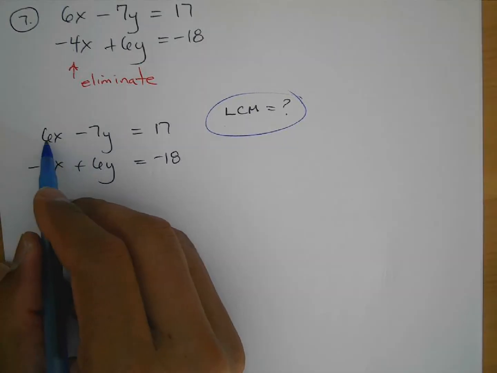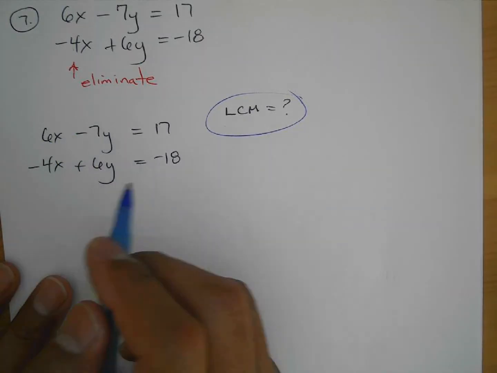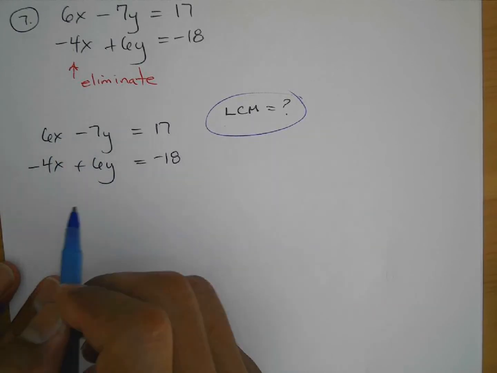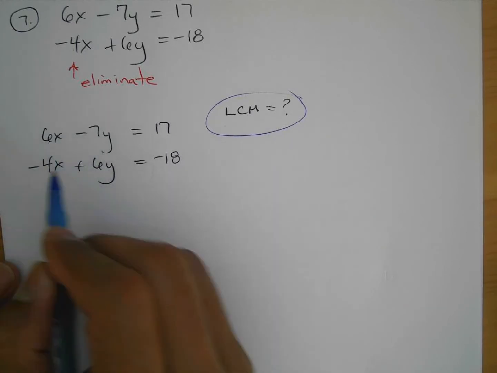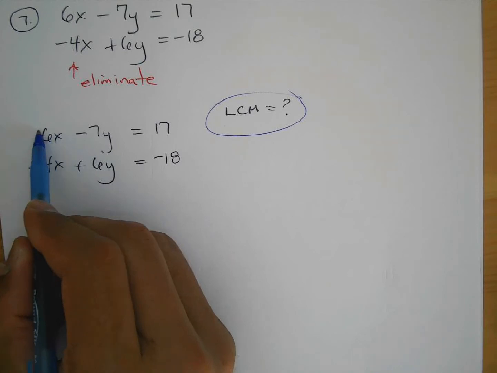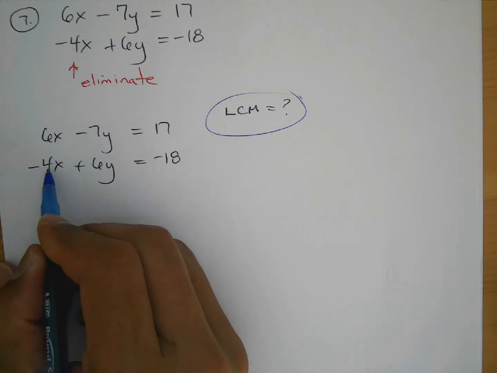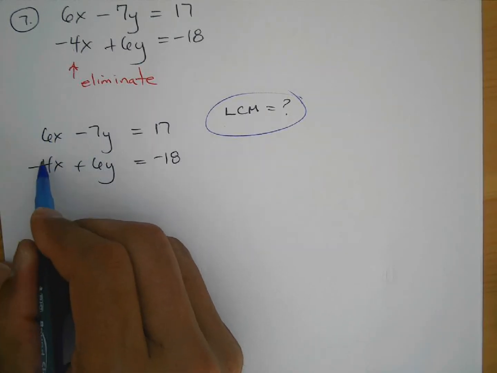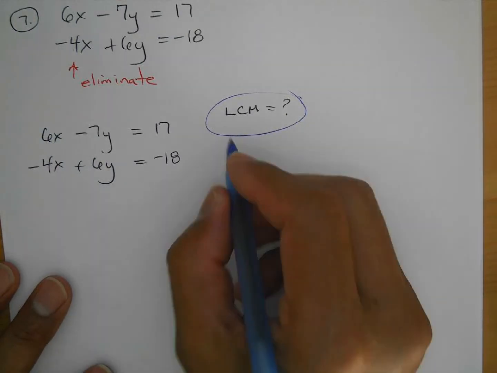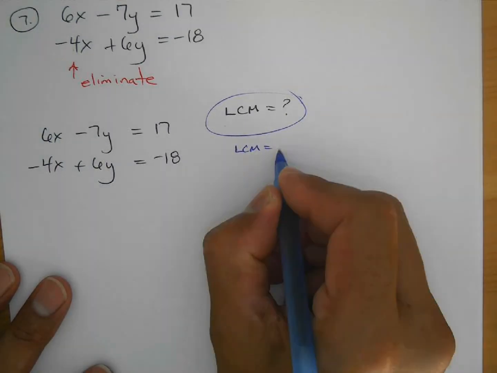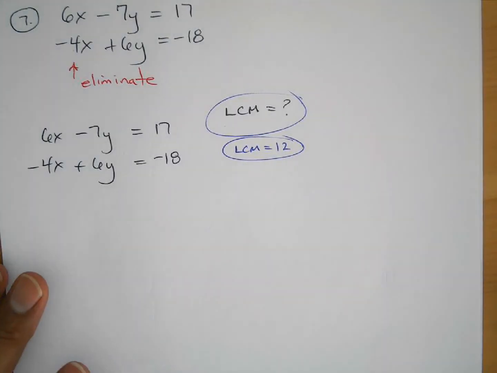Well, 6 times 1 is 6. Well, 4 doesn't go into 6. 6 times 2 is 12. You see here that the LCM would be 12. I can multiply 6 times 2 to give me a 12, and I can multiply the 4 times a 3 to give me a 12. See, so here the LCM, the least common multiple, is 12.